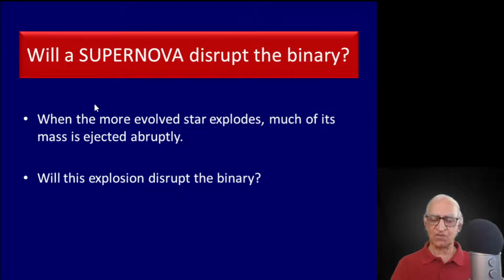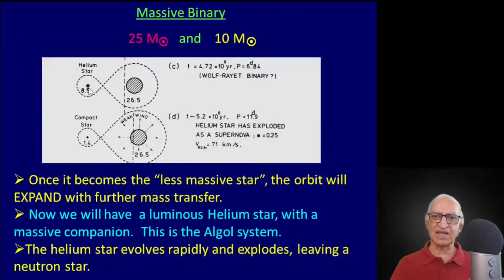Now we have to ask the following question. When the 8.5 solar mass helium star evolves and explodes as a supernova, leaving behind a neutron star, will it disrupt the binary? Will the binary become unbound?